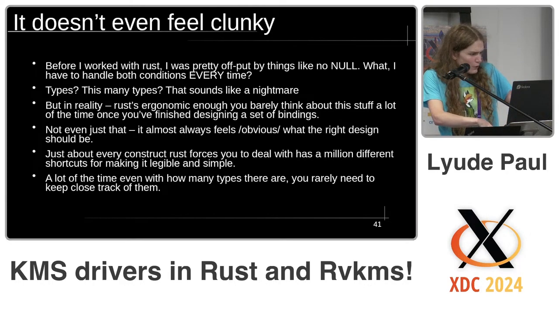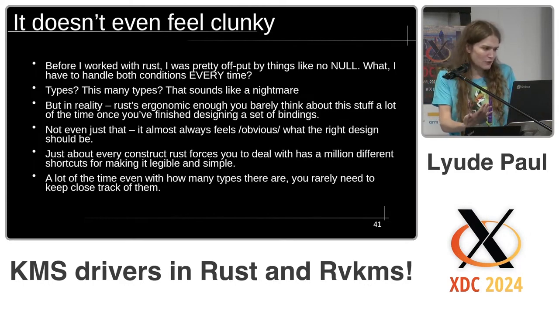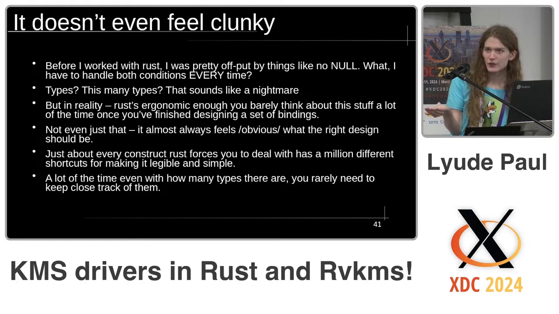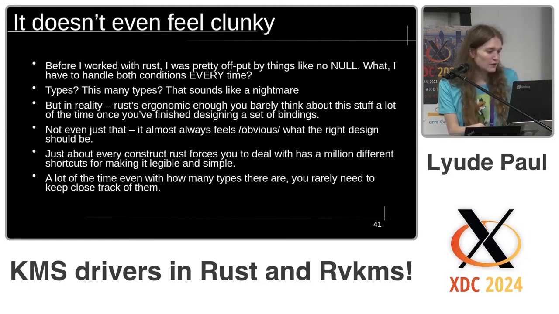So before I worked with Rust, I was kind of off-put by a lot of the patterns that you would see. Things like not having null, for instance. Like, oh, I have to handle both conditions every time. What if I know something's not going to be null? And tons of types, that sounds kind of like a nightmare. But Rust is ergonomic enough that you almost barely think about this stuff a lot of the time once you've actually finished designing your bindings.